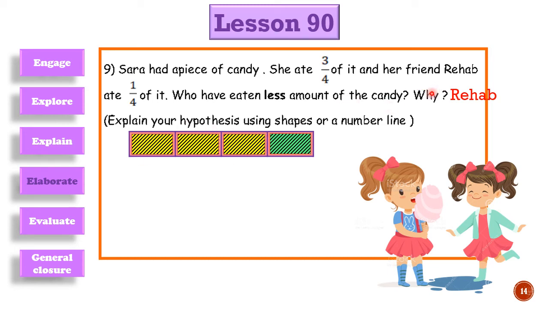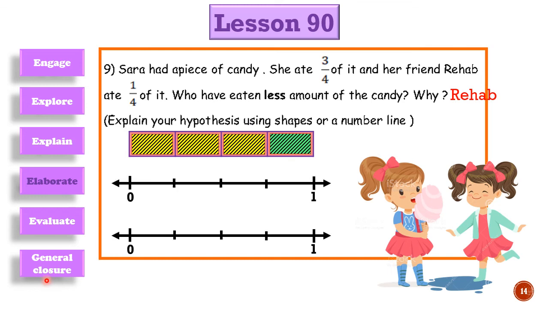Why? Let's prove it. If I ask you why, you must explain using your hypothesis, using shapes or number lines. Shapes like this or number lines like this. If I draw my number line, I divide it into 4 equal parts and draw only 3 dashes inside it to make 4 equal parts. On the first number line and the second number line, I will write the fractions, quarters, 2/4, 3/4, and so on. The same in the second number line.